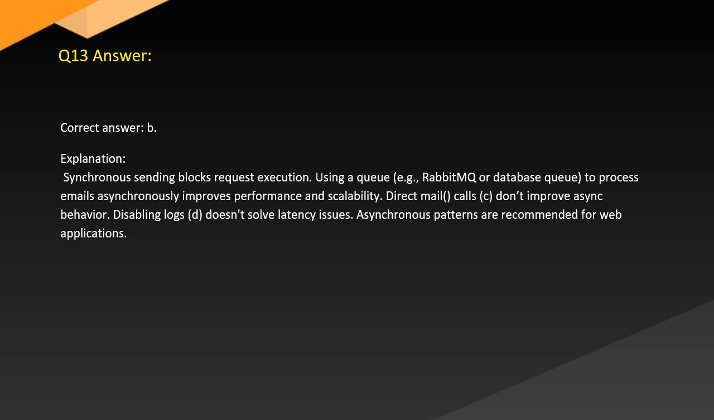Answer. Correct answer: B. Explanation. Synchronous sending blocks request execution. Using a queue, such as RabbitMQ or a database queue, to process emails asynchronously improves performance and scalability. Direct mail calls (C) don't improve async behavior. Disabling logs (D) doesn't solve latency issues. Asynchronous patterns are recommended for web applications.